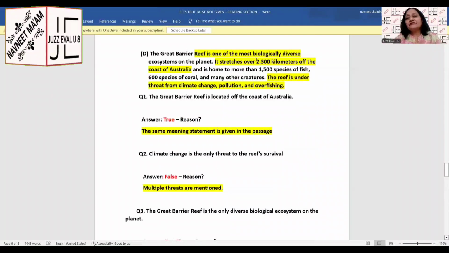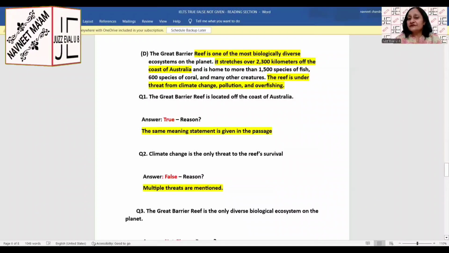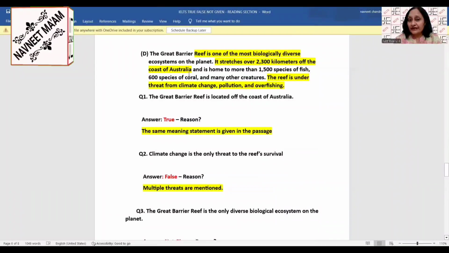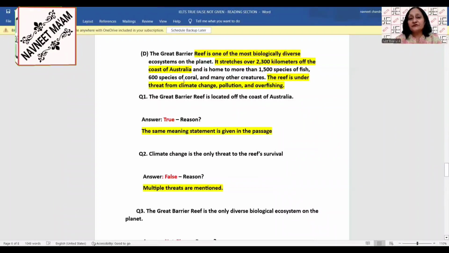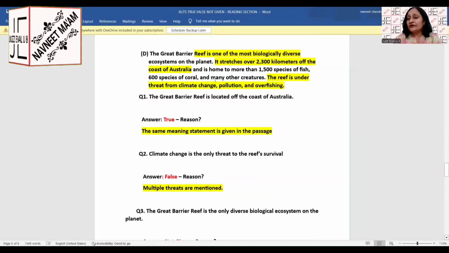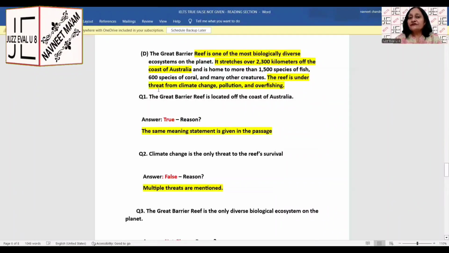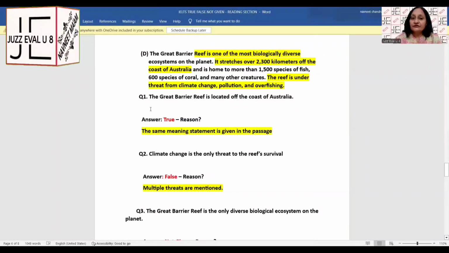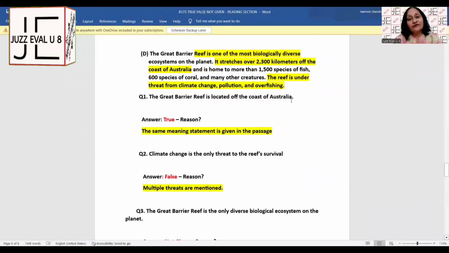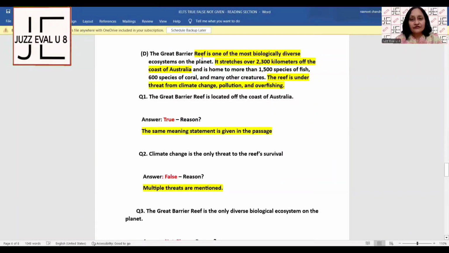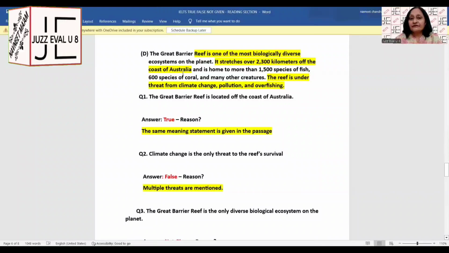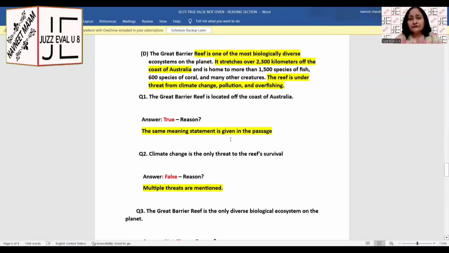The Great Barrier Reef is one of the most biologically diverse ecosystems on the planet. Stretches over 2,300 kilometers off the coast of Australia and is home to more than 1,500 species of fish, 600 species of coral, and many other creatures. The reef is under threat from climate change, pollution, and overfishing. Let's see the first question. The Great Barrier Reef is located off the coast of Australia. Is it given anywhere that it is located off the coast of Australia? Yes, it is given. So, it is true.